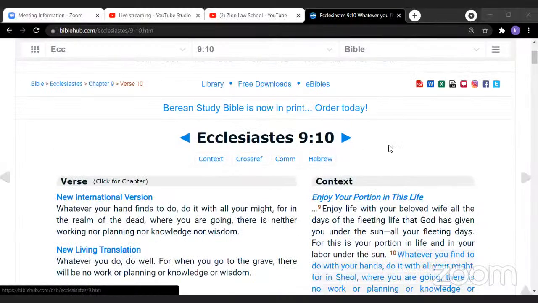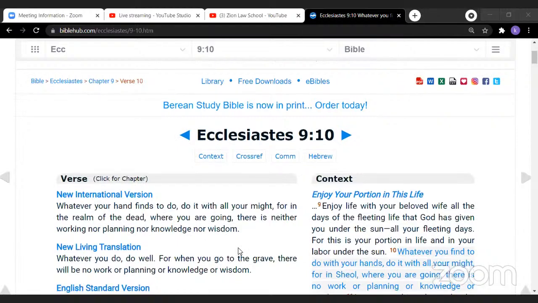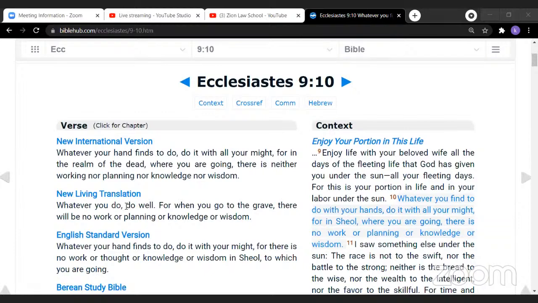Ecclesiastes 9, verse 10, New International: Whatever your hand finds to do, do it with all your might, for in the realm of the dead, where you are going, there is neither working, nor planning, nor knowledge, nor wisdom. The New Living Translation: Whatever you do, do well, for when you go to the grave, there will be no work, or planning, or knowledge, or wisdom. Okay.